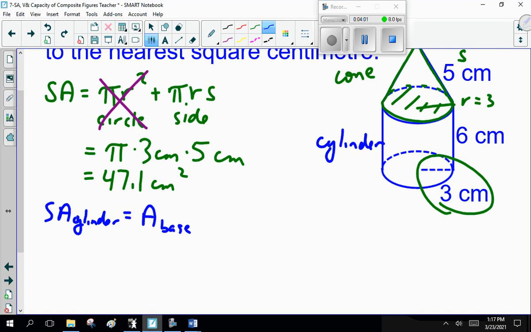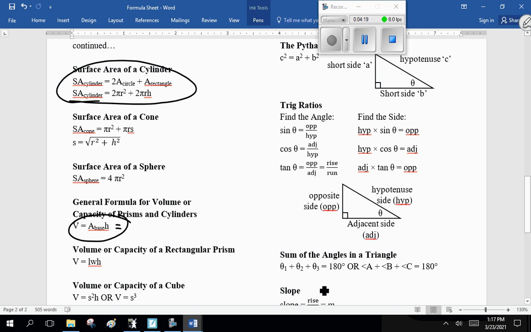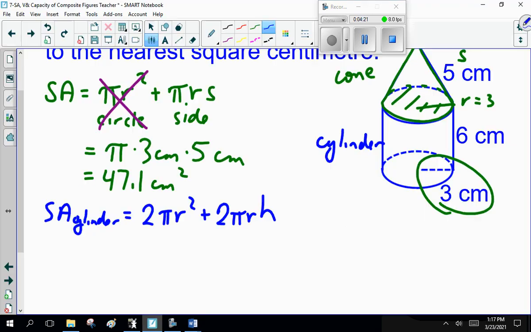So that's this, and this. 2 pi r squared plus 2 pi r h. Double check. Pi r squared, pi r h. Yes. Now, what's wrong with that? Nothing. The formula, I got it correctly this time.